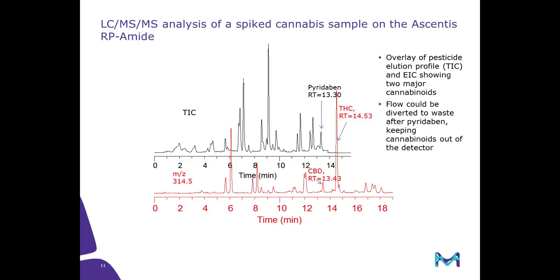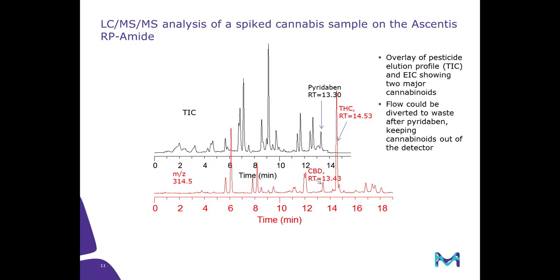So putting all this together, using our amide column with an acetonitrile-based gradient, a fully porous particle structure in the amide column, and a guard, these were the results we got when we were looking at cannabis that was spiked with pesticides. What the TIC on the top shows is the pesticide elution pattern. Pyridaben was our last eluting pesticide. It came off at 13.3 minutes.